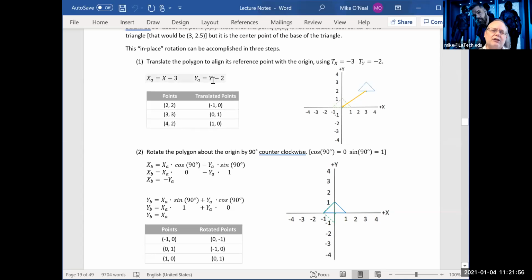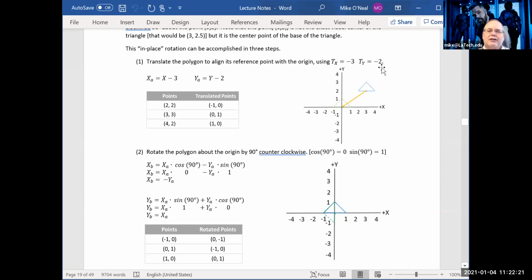So if you use this little equation for x and for y and apply that to the points, the 3 vertices move to here. Okay. The next thing that we need to do, so that was the first thing. All you're doing is you're taking your reference point, which is 3, 2, and you are subtracting 3 in x and subtracting 2 in y.